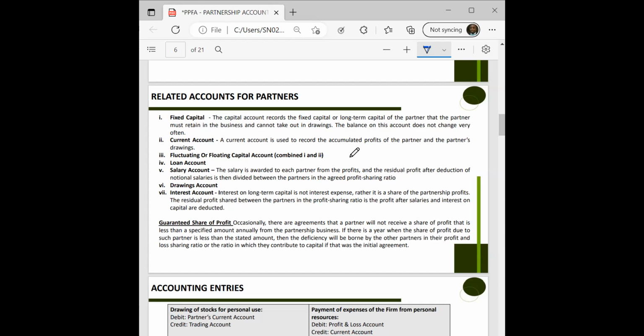that is involved in the management. It might be collecting a notional salary, and when it's collecting a notional salary, this salary will be given to those that the salary is awarded from the profit, right? And the residual profit after deduction of salary is now then divided.